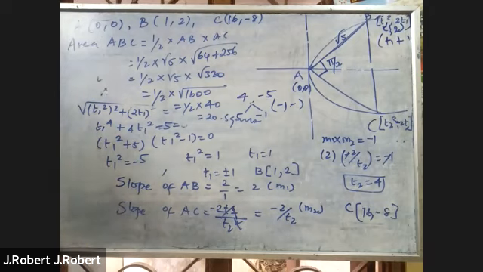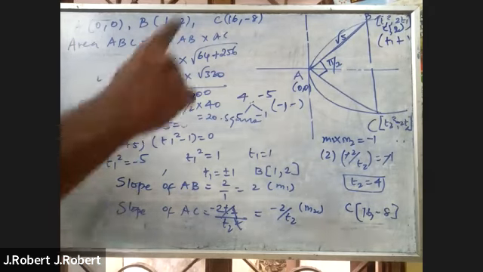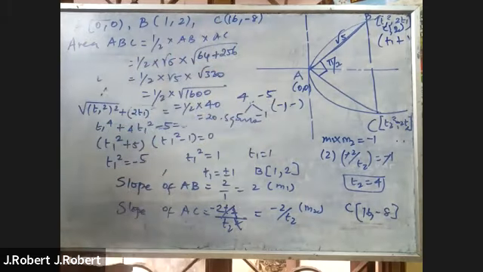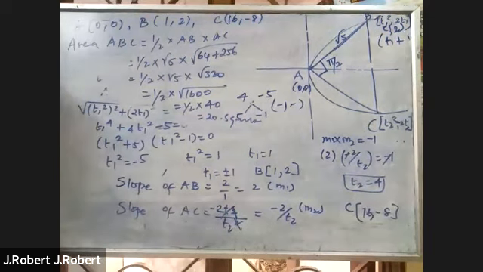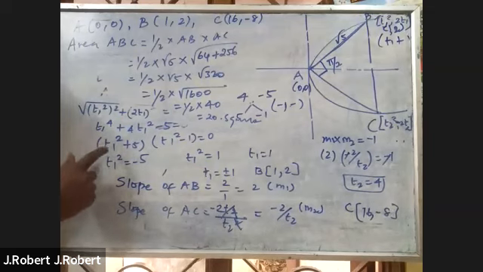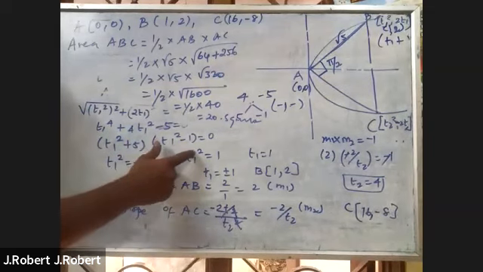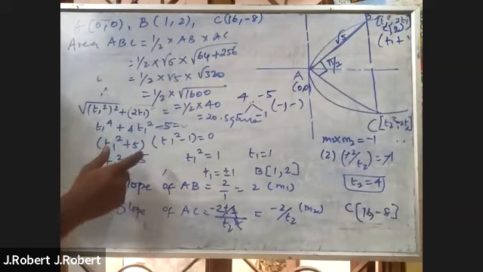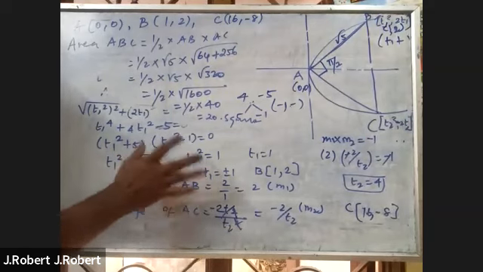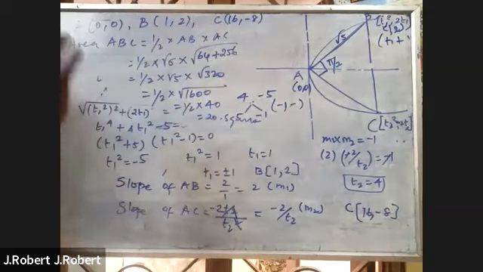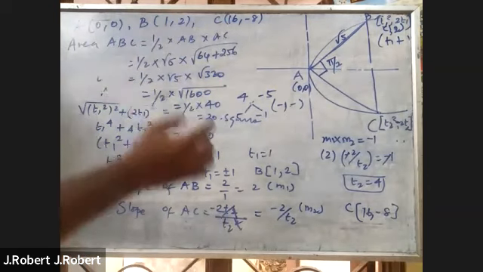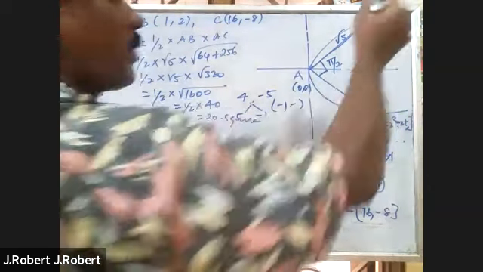So by the distance formula, AB is square root of (T1 square minus 0) squared plus (2T1 minus 0) squared. If you expand it, we'll get T1 power 4 plus 4T1 square minus 5 equal to 0. This is a quadratic equation in T1 square. Factorizing, I'll get (T1 square plus 5)(T1 square minus 1). T1 square equal to minus 5 is not possible, neglected. So I'm taking T1 square equal to 1. Since T1 lies in the first quadrant, I'm taking T1 as 1. When T1 is 1 and T1 square is also 1, 2T1 becomes 2. Now the coordinate of B is (1, 2).